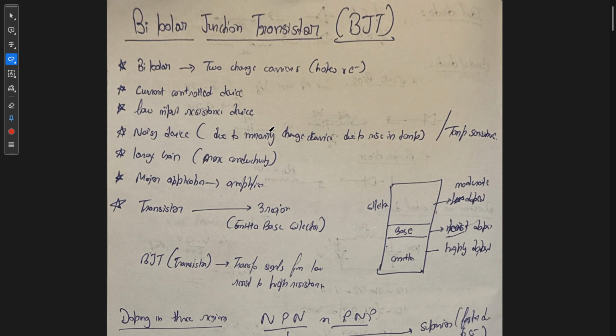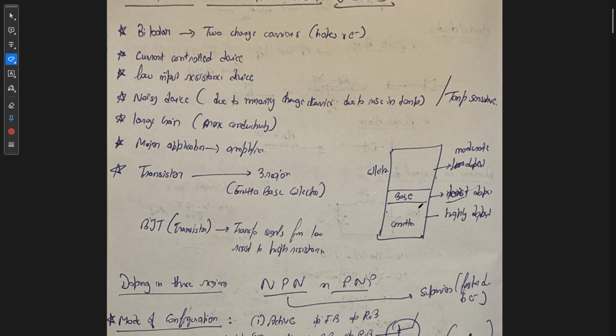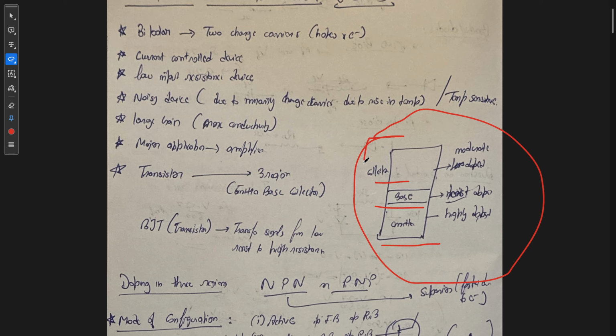So BJT is a three-terminal device. The first terminal is emitter, the second terminal is base, and the third terminal is collector. So this is the structure of BJT. The first one is emitter, which is highly doped and moderate in size. The second one is base, which is least doped and also lowest in width or size. And the third one is collector. It is moderately doped, but it is larger in size, or we can say in width.